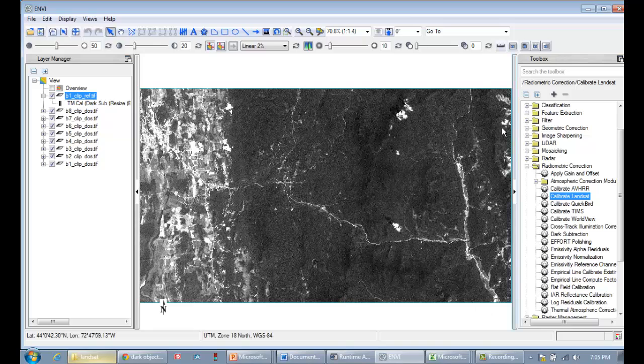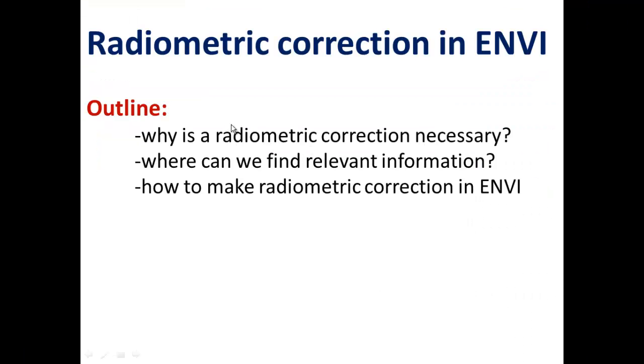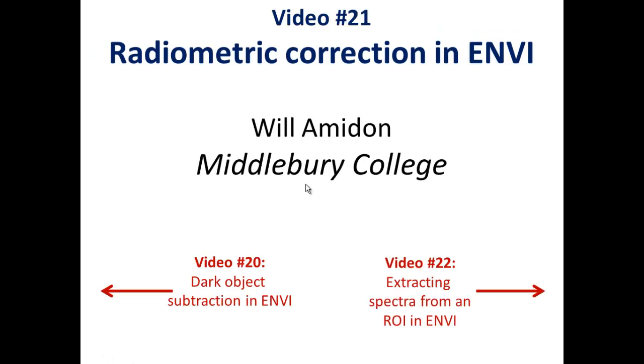That sounds about right. So in summary, you've learned why a radiometric correction is necessary to compute reflectance. You learned how to find the relevant information in the metadata, and you learned how to make the radiometric correction in ENVI. So please join us for our next video, where I'll show you how to extract a spectral endmember using a region of interest in ENVI.